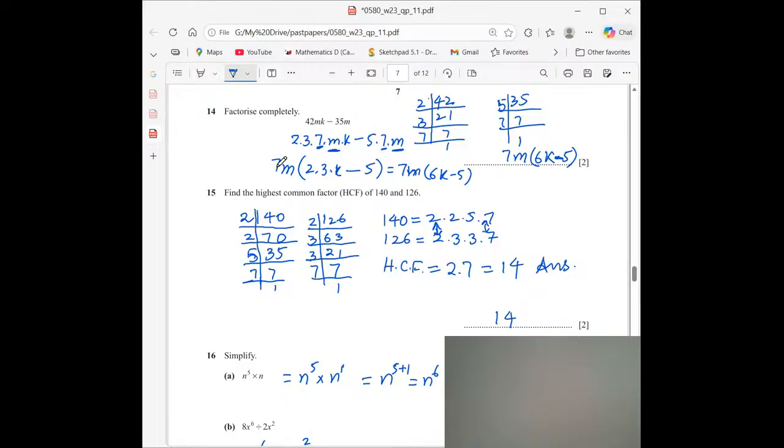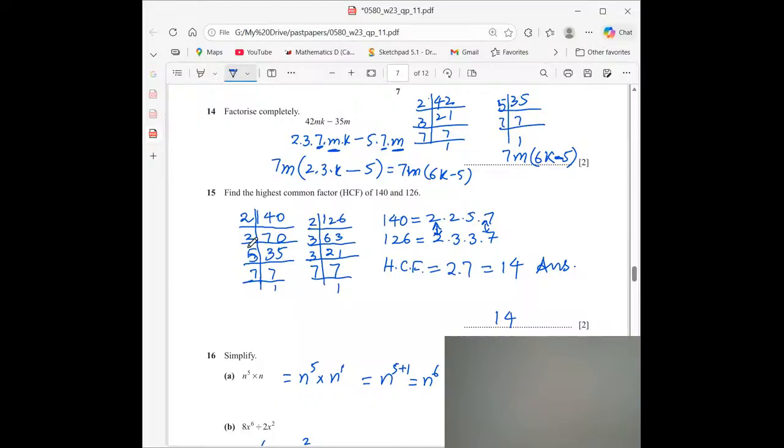Next question was: find the highest common factor, HCF, of 140 and 126. It means the largest number that divides both these numbers, 140 and 126. The largest number that divides both of them can be calculated by splitting these two numbers into their prime factorization form. So 140 is divided by 2, then divided by 2, then divided by 5, then divided by 7. So its prime factors are 2, 2, 5, 7, right? The first table, the dividing table you can see, is used to find the factors of 140.